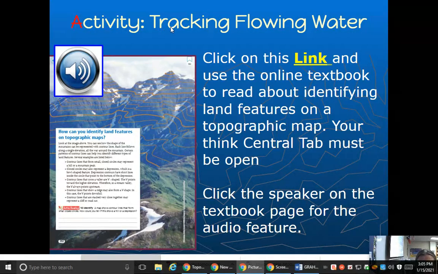All right, for an activity, we're going to track the flow of water. I'm going to click on this link and read a textbook page. Now, you do have to keep your Science Fusion textbook tab open in order to make the link work.